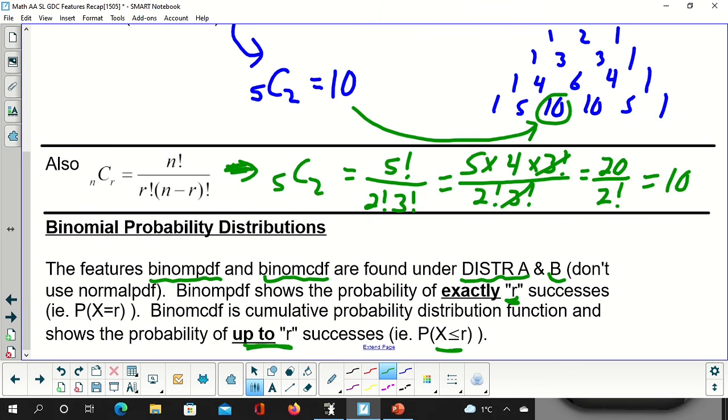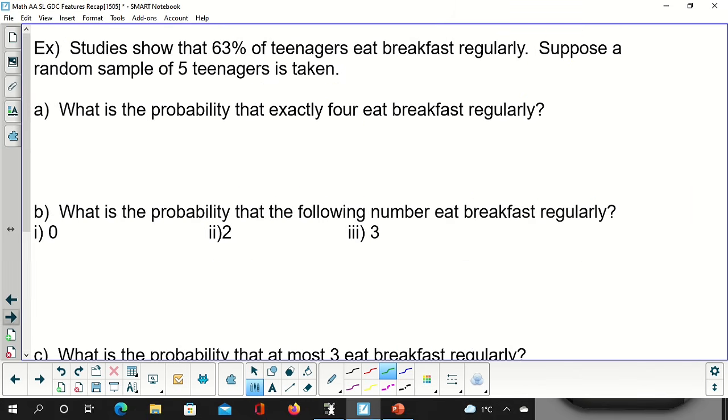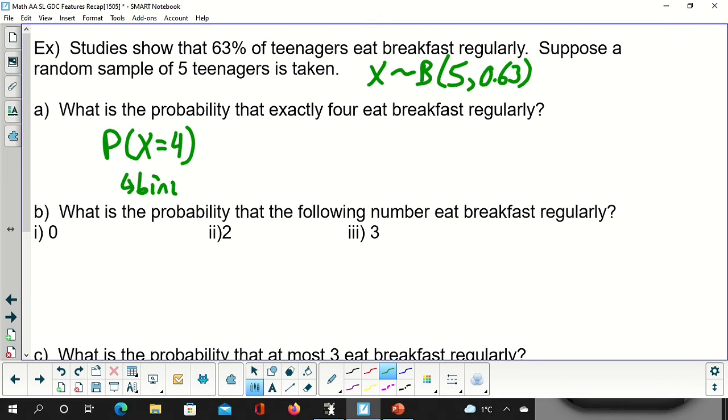So let's look at that in the context of a problem. Studies show that 63% of teenagers eat breakfast regularly. Suppose a random sample of 5 teenagers is taken. So this is really a binomial distribution. We always say n, so we've got 5 people here, and p. What's the probability that exactly 4 eat breakfast regularly? So when it says exactly, this is a binom PDF situation on the TI-84.